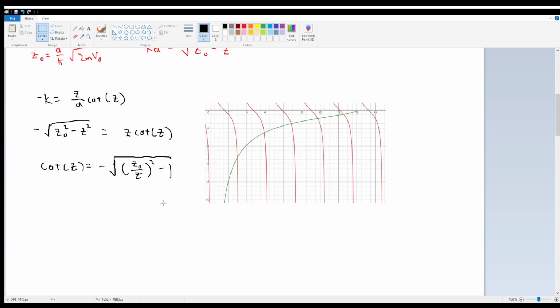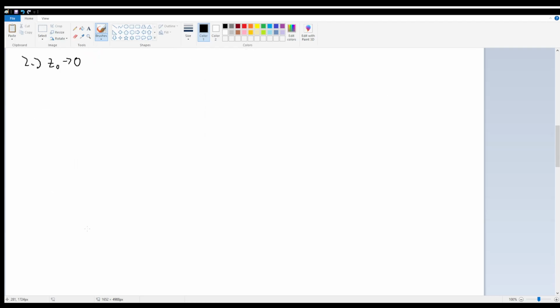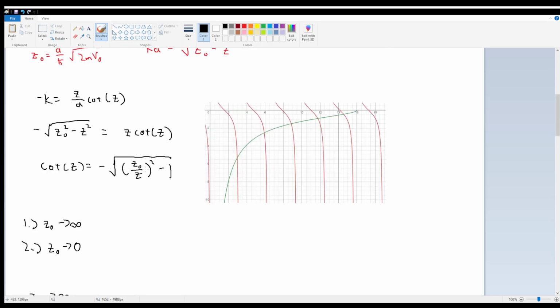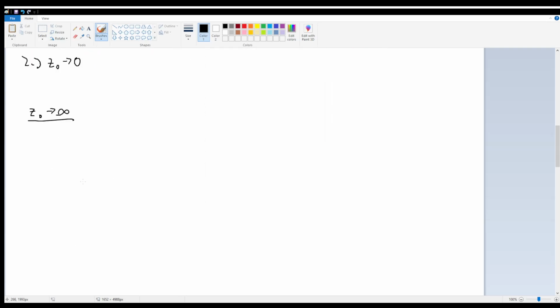And at this point, we just have to look at the corresponding limits. So our two limits are 1, when z naught goes to infinity, and 2, when z naught goes to 0. So in the z naught goes to infinity case, our expression is cotangent z equals negative square root z naught over z squared minus 1. If z naught goes to infinity, this entire thing is infinity. So then what we have is that cotangent of z equals negative infinity.